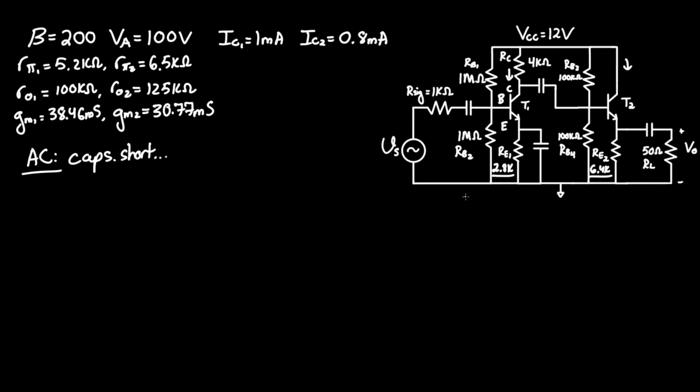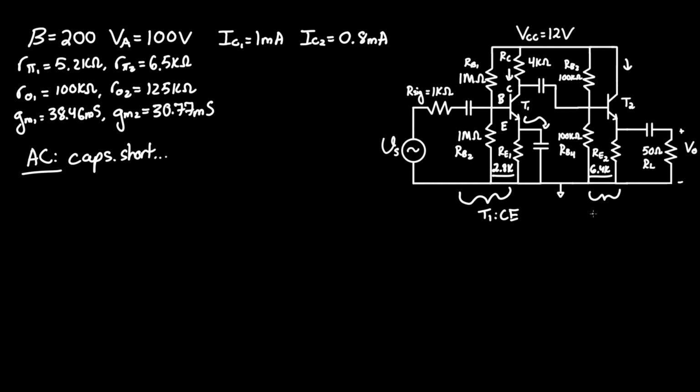So for the first one, T1, let me draw that here. We can see that there is a resistor on the collector, so it can't be common collector. And the emitter does have a resistor. However, under AC conditions, this cap shorts, so it becomes a common emitter amplifier without degeneration.